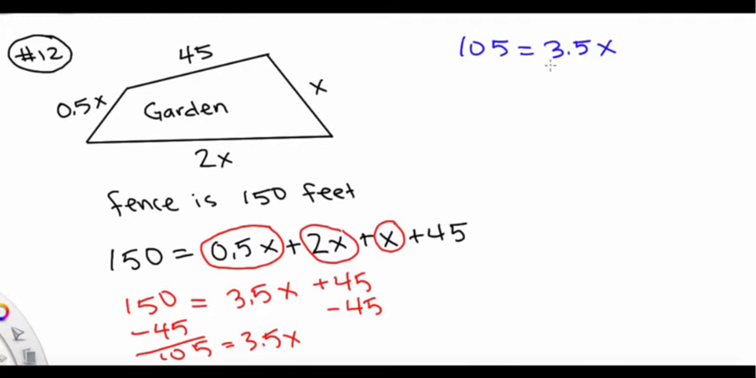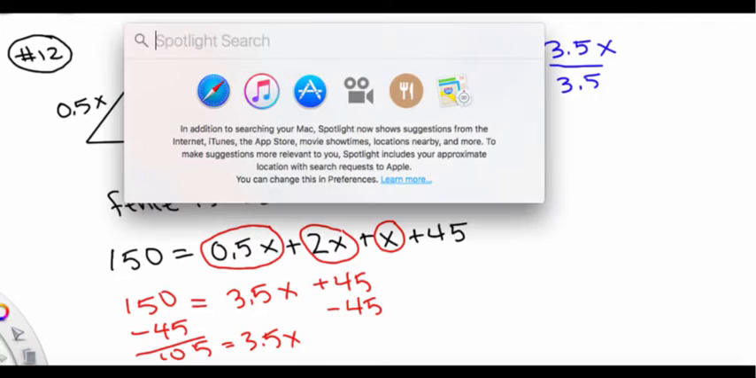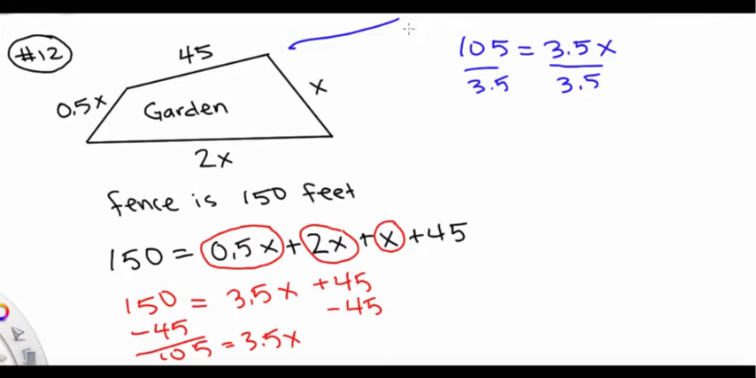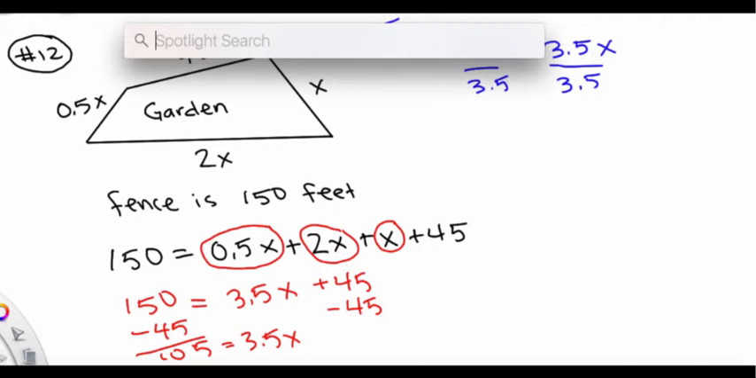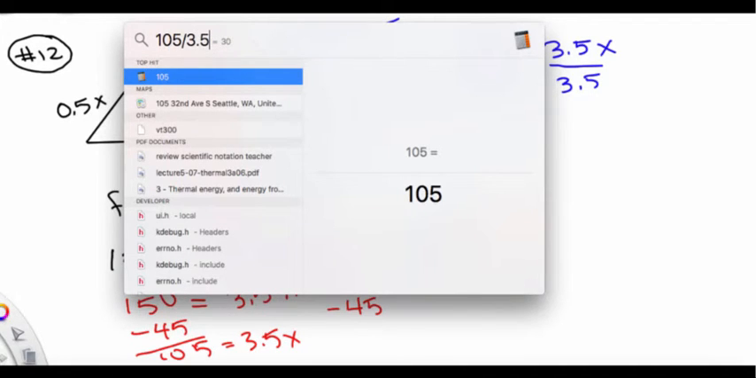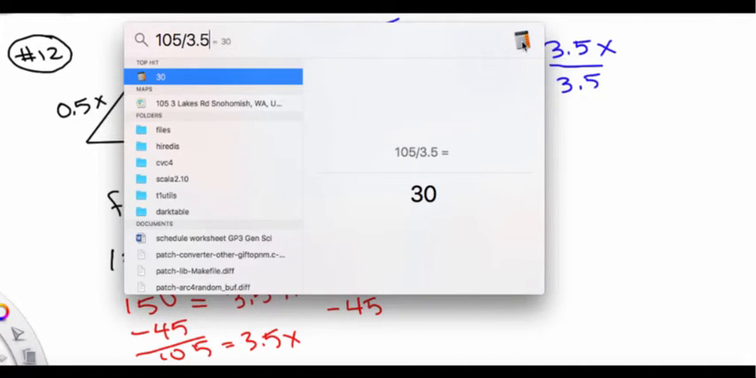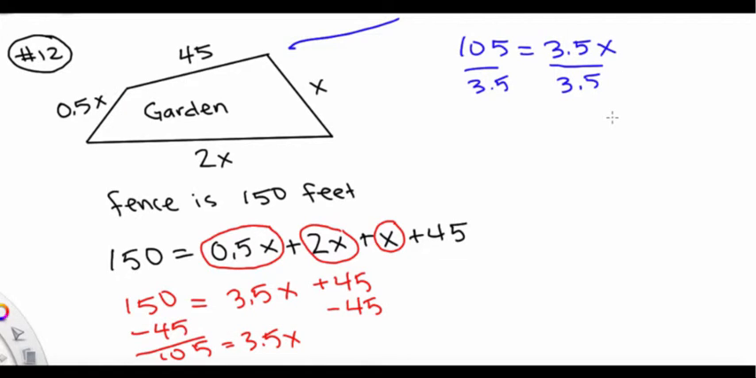Now we need to divide both sides by 3.5. So 3.5, 3.5, and let's pull out our calculator. We have 105 divided by 3.5 is equal to 30. All right. So 105 divided by 3.5 is 30. So x equals 30.